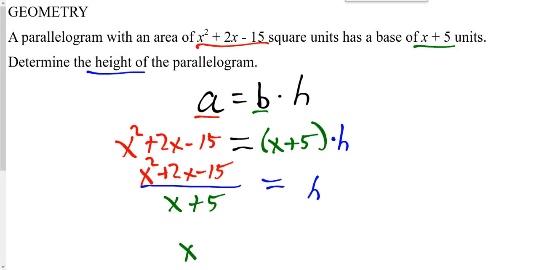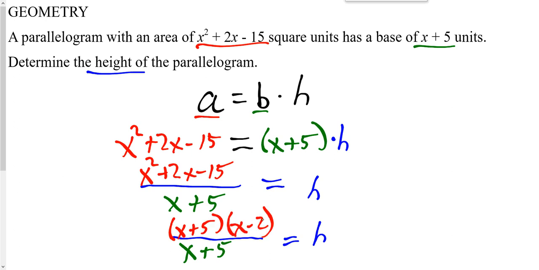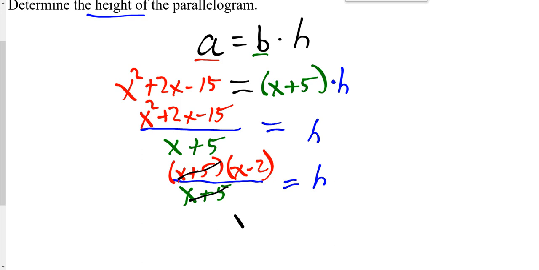Well, you'll notice we can go ahead and factor the top. The bottom, there wasn't anything we can do to factor. And when we factor the top, we get an x plus 5, and we get an x minus 2. You'll notice you have an x plus 5 top and bottom, so you can cross those out. And we're left with an x minus 2 for our height. And in this case, we are not given any units, so this would just be our answer.